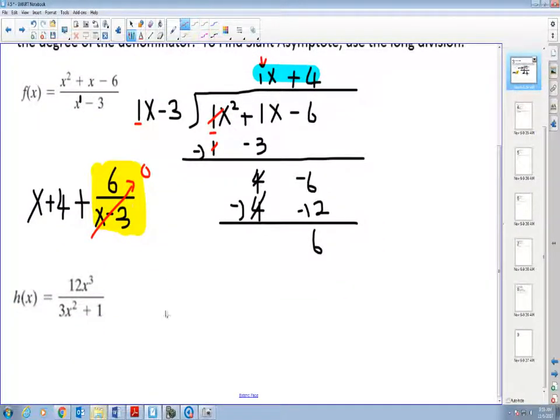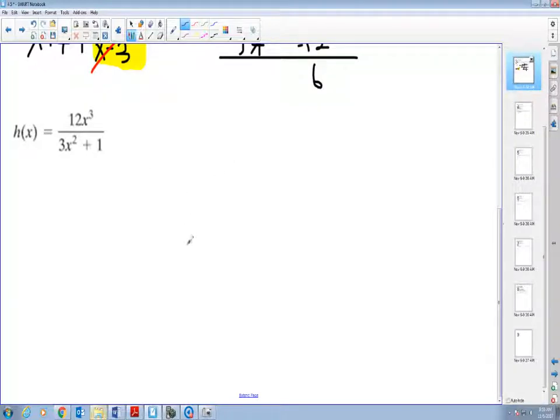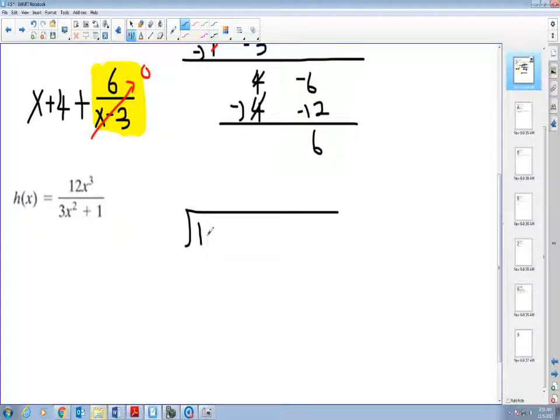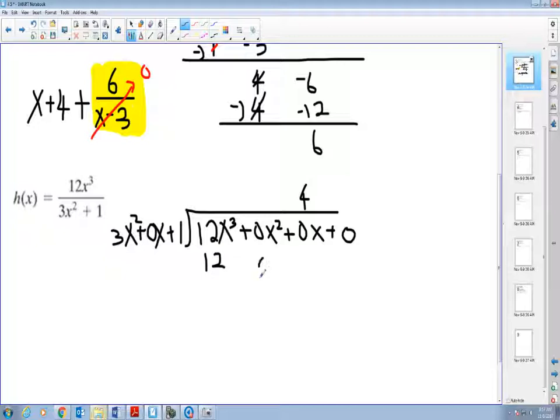Alright, let's try this again real quick. Now this one has a lot of missing terms. I'm going to do this problem and I'm going to graph it for you. 12x to the third. I'm missing quite a few terms. I'm missing 0x squared, 0x, and the constant term is 0. This is 3x squared plus 0x plus 1. 3 going into 12 is 4 times. That's 12, 0, positive 4.